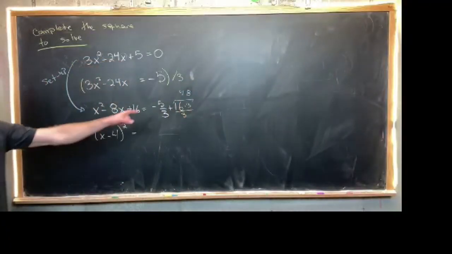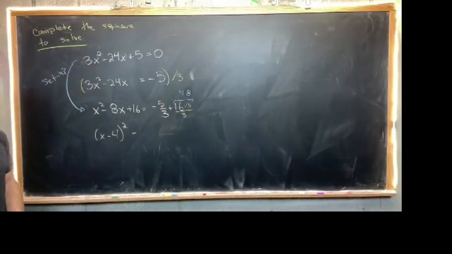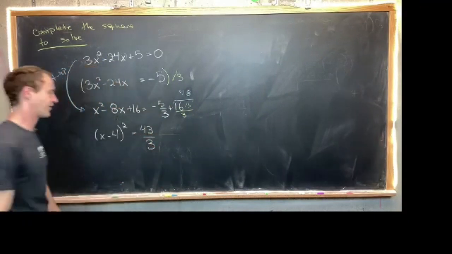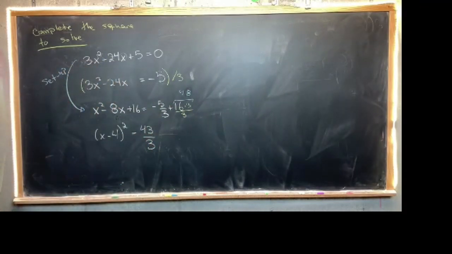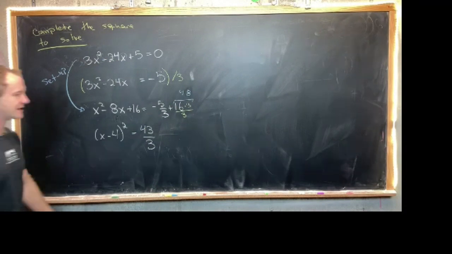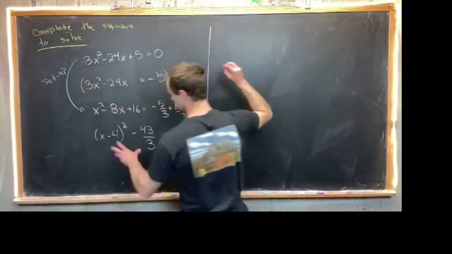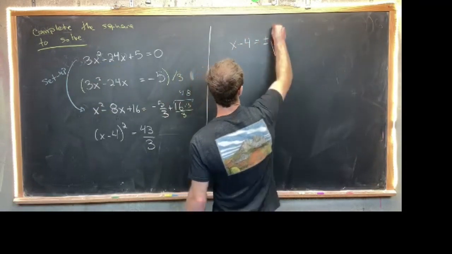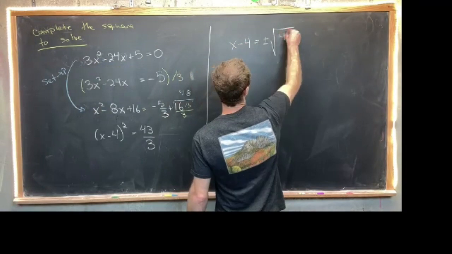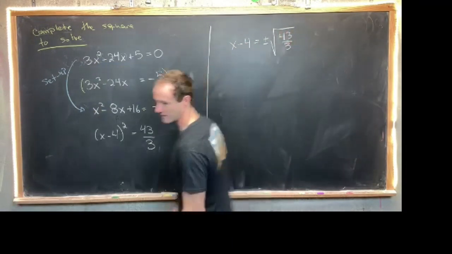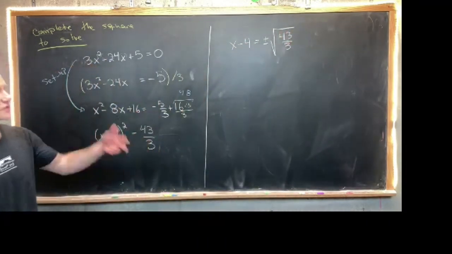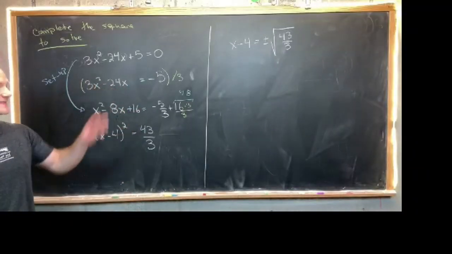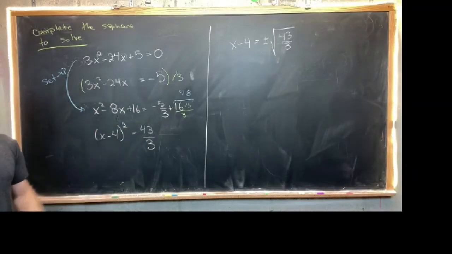Now we've got 48 minus 5 over 3, so that's going to be 43 over 3. Now we can start taking the square root and doing a plus or a minus. So let's go ahead and do that. Taking the square root of both sides, we get x minus 4 equals plus minus the square root of 43 over 3. But there's nothing you can do here. Like, there's no nice square root for 43 or 3. So that's as simple as you can write the right-hand side at this point.